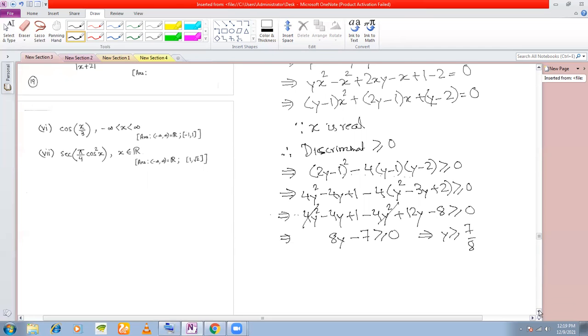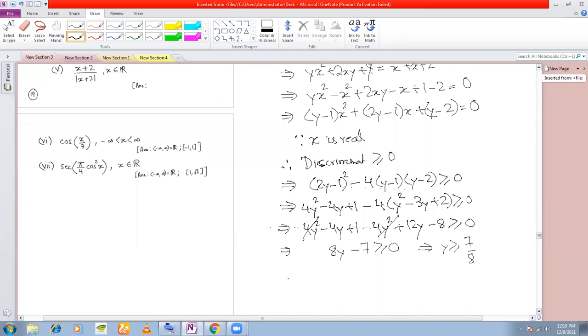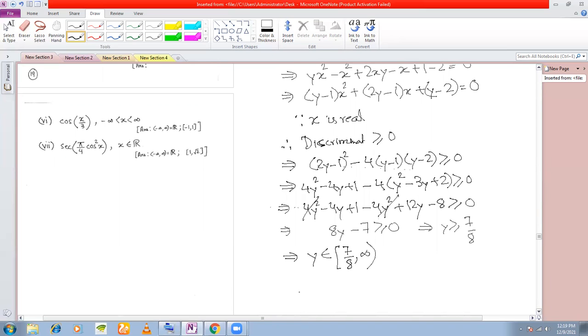That means if y is greater than or equal to 7 by 8, the value of this function is always greater than or equal to 7 by 8. So that means which interval does y belong to? That means y belongs to this semi-open interval [7/8, infinity), right? And therefore what is the range of f? Range of f is equal to [7/8, infinity). Is this question clear? The first question?